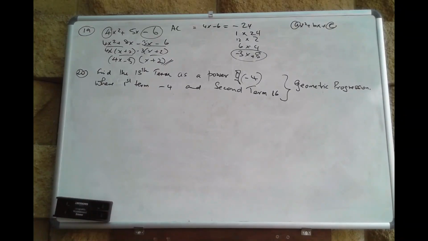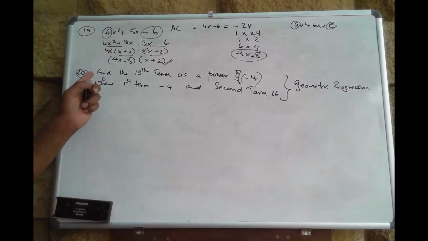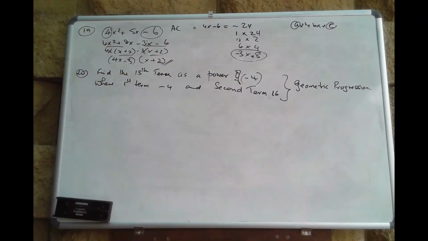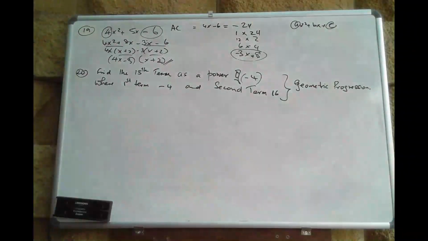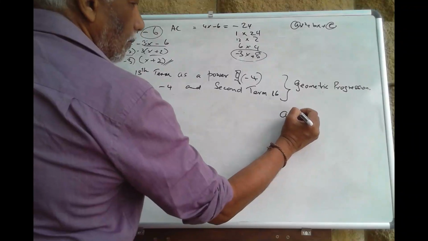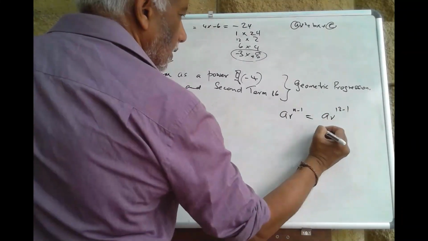Question number 20 is a geometric progression. They wanted to find the 13th term as a power of minus 4. It's not a power of, it's a base, isn't it? So as a power of minus 4, yeah, it is available. Okay, so first thing is first, 13th term. Therefore, a r to the n minus 1, which is a r to the 13 minus 1, that is going to be a r to the 12.